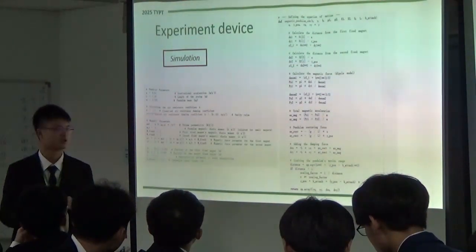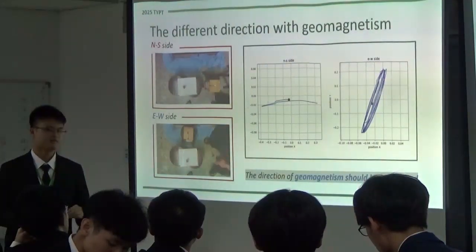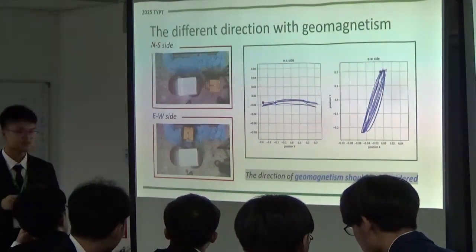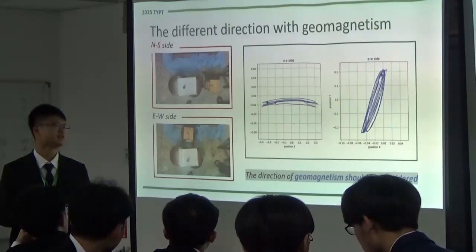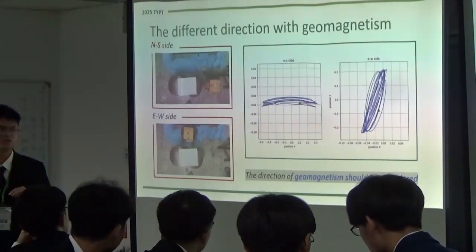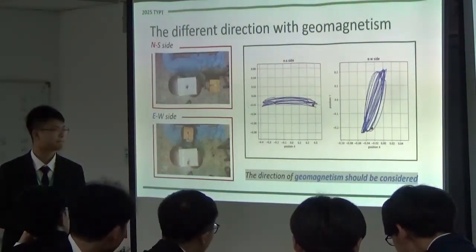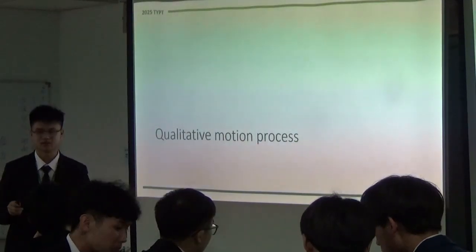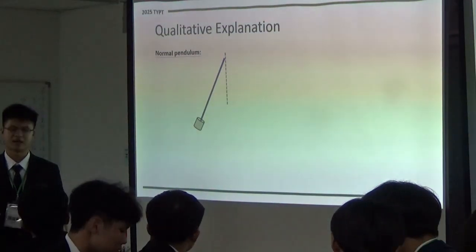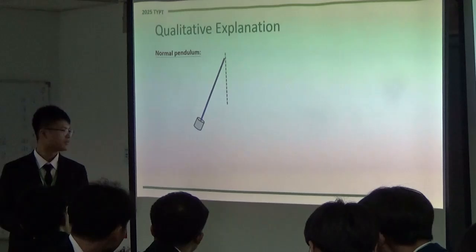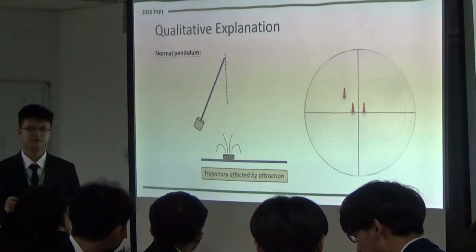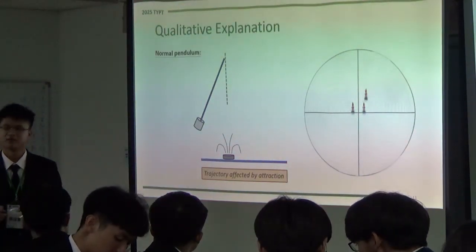And this is my simulation code. Then I consider that geomagnetism affects the motions of the pendulum. As you can see, the NS-side motion is much more predictable than the EW-side motion. So I believe that the geomagnetism should be considered. For the following experiments, I will use the NS side. Then there is the qualitative motion. It is a normal pendulum with no magnet attached on the base. Then I attach one or two magnets on the base and investigate the trajectory affected by the attraction.